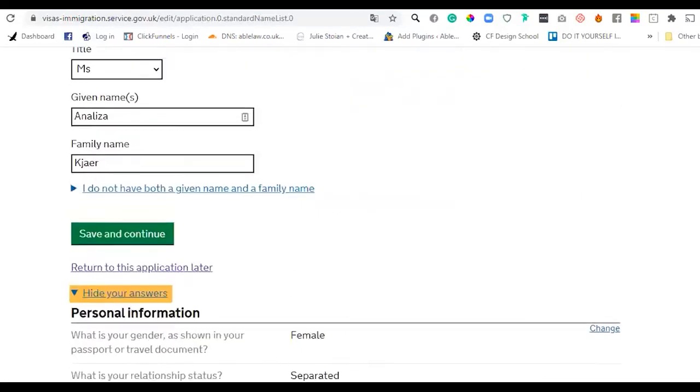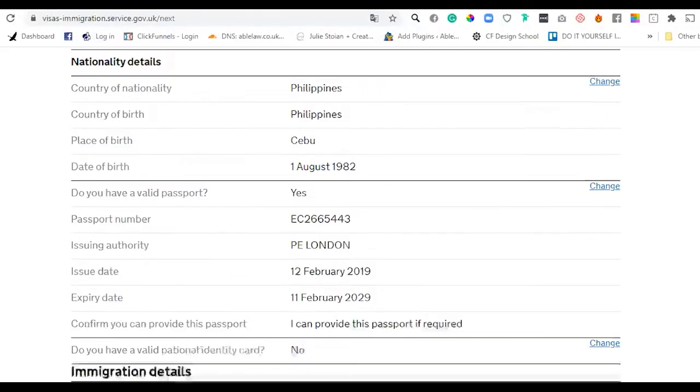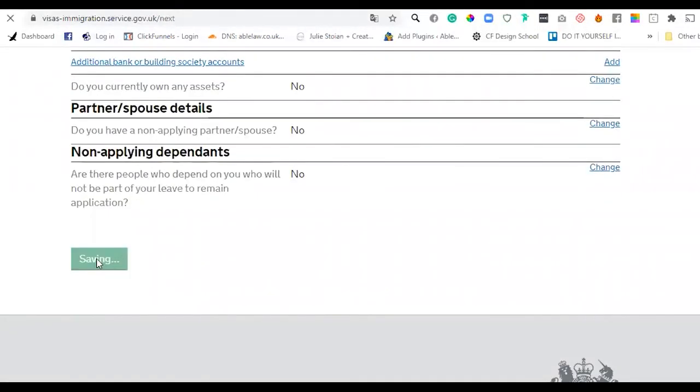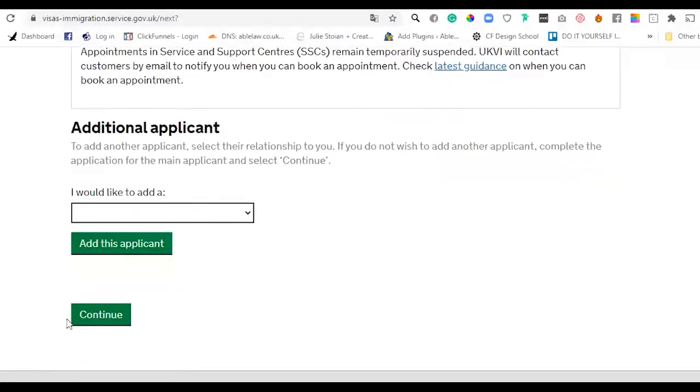Now the next one in the application will be the finances. So here, okay, it's all here. And now I'm going to continue. And then it's going to go on to the finances. Okay. So continue.